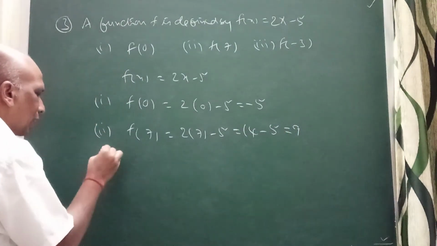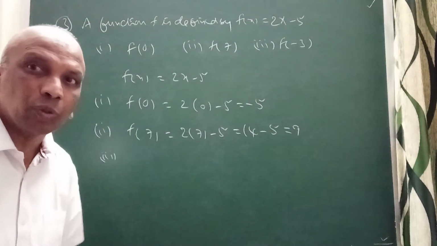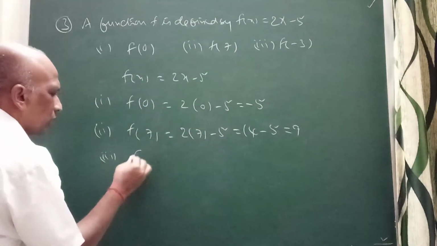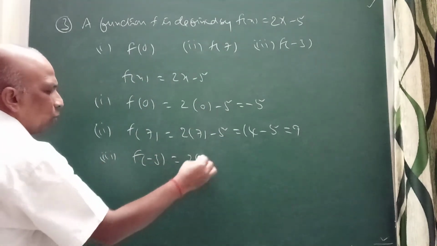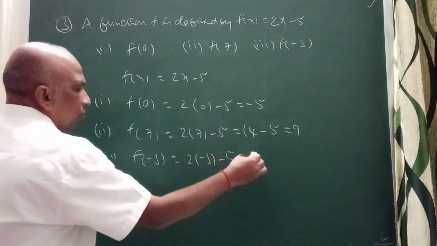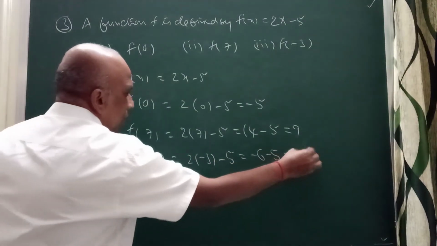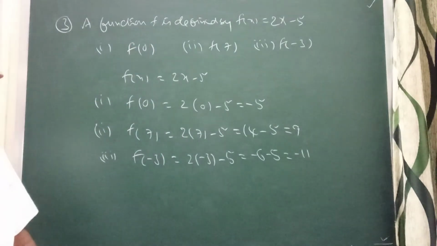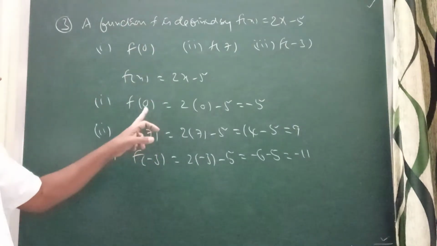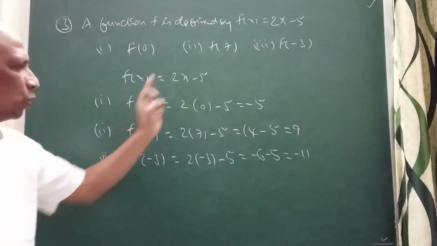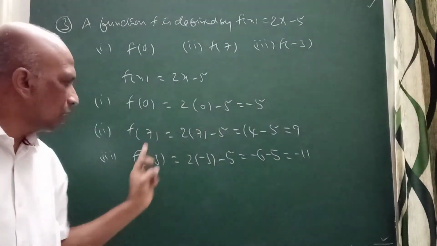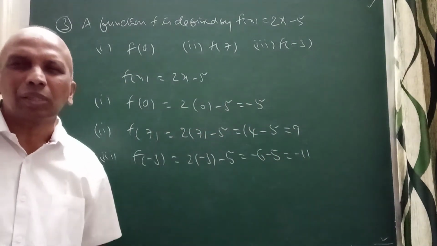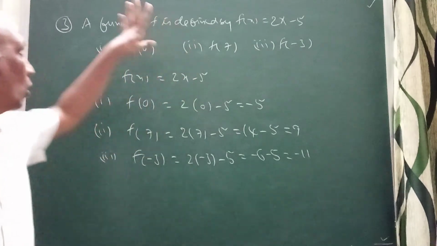It is direct substitution; they are asking for direct substitution here. And f of minus 3: 2 into minus 3 minus 5, minus 6 minus 5, minus 11. They are just asking to write the values of these. That means in this function the image of 0 is minus 5, the image of 7 is 9, and the image of minus 3 is minus 11. We completed the third problem.